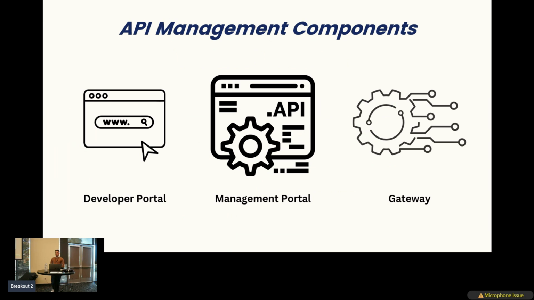The main components of API management are usually three. We have the developer portal, and we'll speak later about the services that provide API management. Some of the services have developer portals. Some of the services don't provide it for you, but they let you develop your own portal. So this is optional. The two main components are the management portal and the gateway.